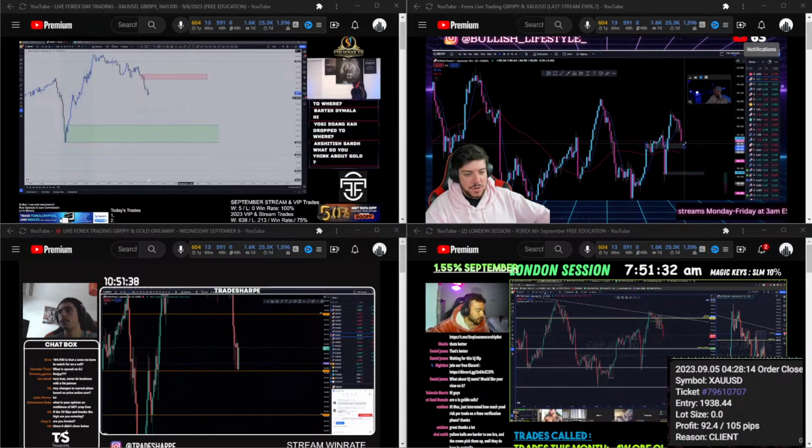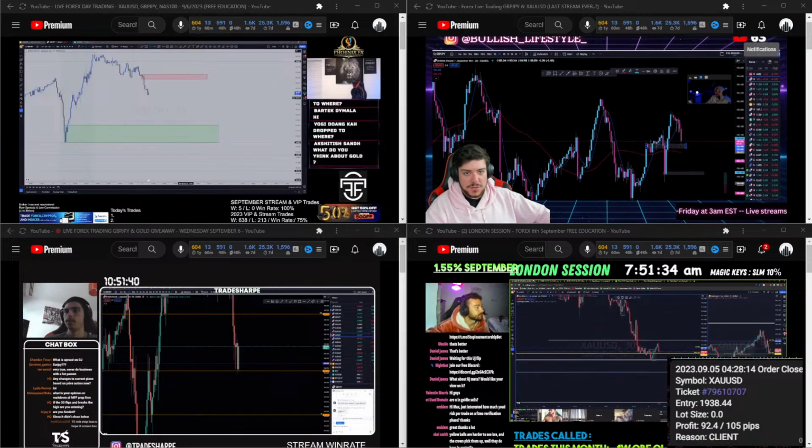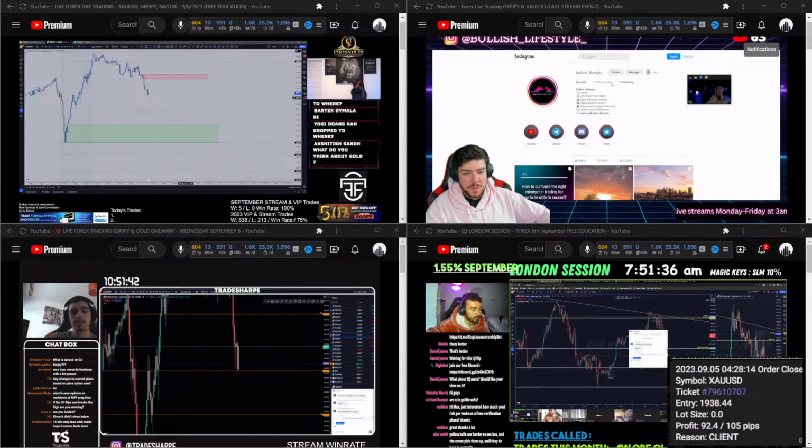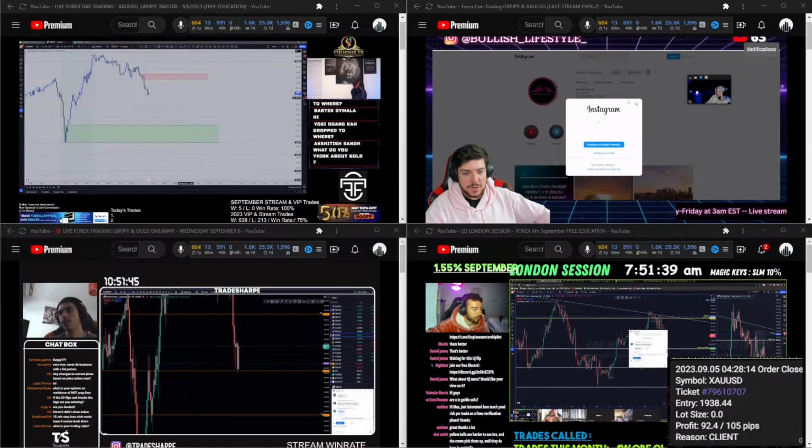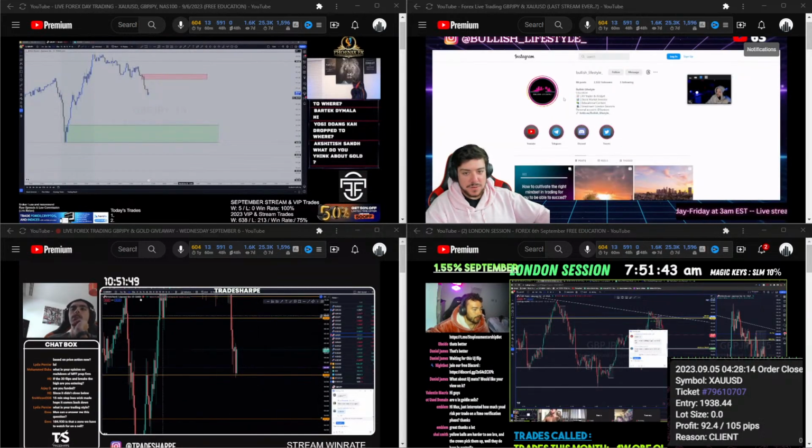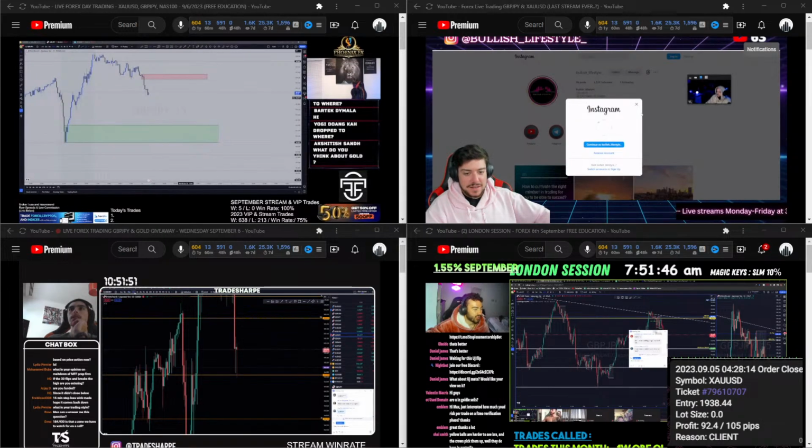If this 15-minute close is above, this could be very interesting, guys, because we'd have a change of structure here. 30-minute would close bullish here. 1 hour would close bullish as well. That's nice. If the 1 hour does also close bullish.